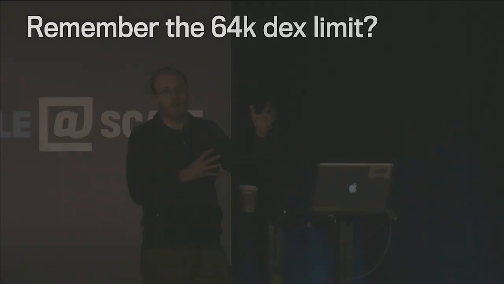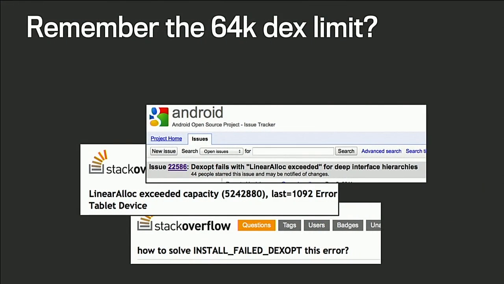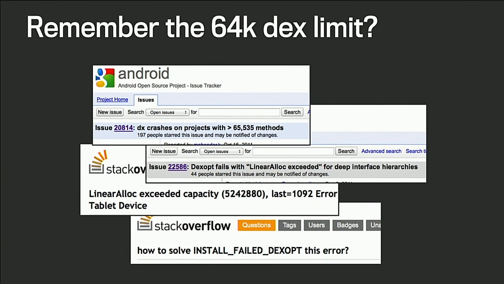Basically, when DX combines your class files into this DEX file, every method in your app needs to be assigned a unique 16-bit identifier. And if you have more than 65,000 or so of these identifiers, it just throws up its hands and says, I can't build your app. And you see Stack Overflow posts and bugs filed against the Android open source project: DX crashes on projects with greater than 65,535 methods. That's basically the long and the short of it.